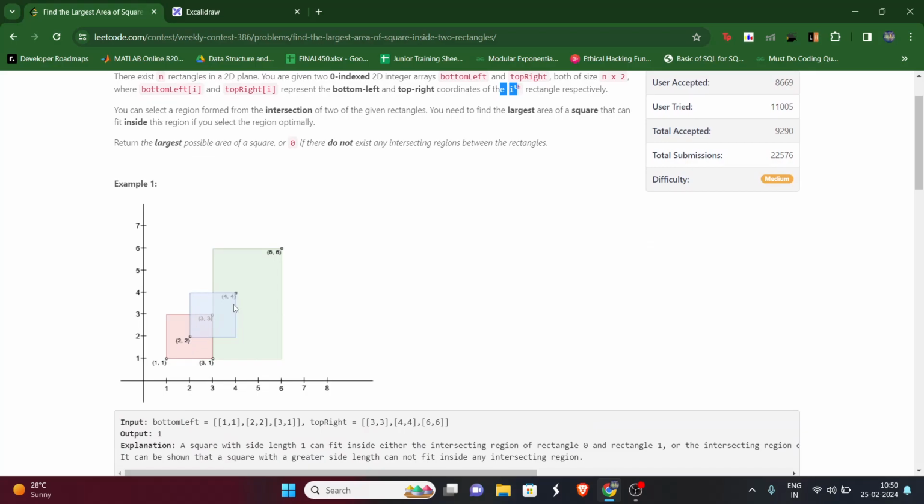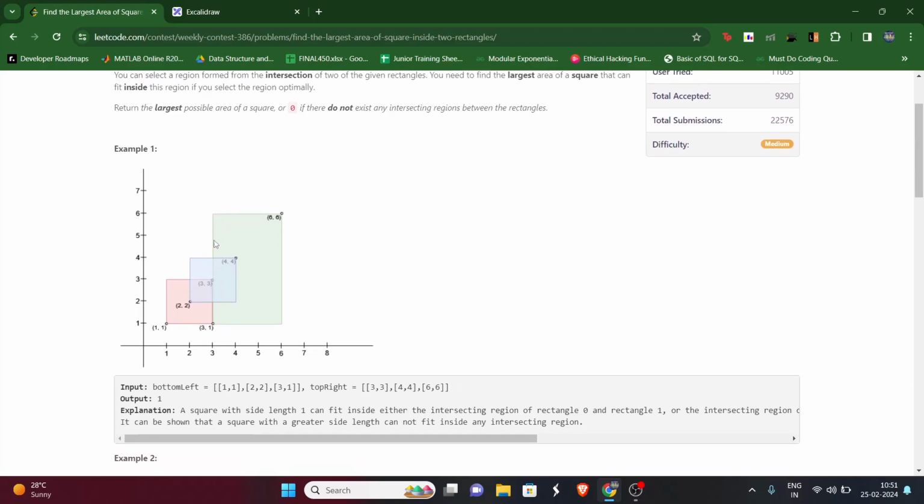Similarly for this rectangle also, we'll have 2 as the bottom left coordinate and top right as this coordinate. Similarly for the third one, we have 3 1 as bottom left coordinates and top right coordinate as 6 6. Now what the question says: we can select the intersection of two given rectangles, and we need to find out the largest area of square that can fit inside this selection.